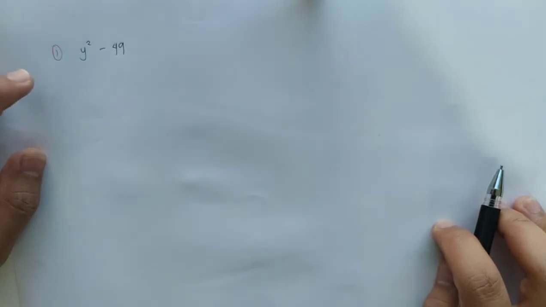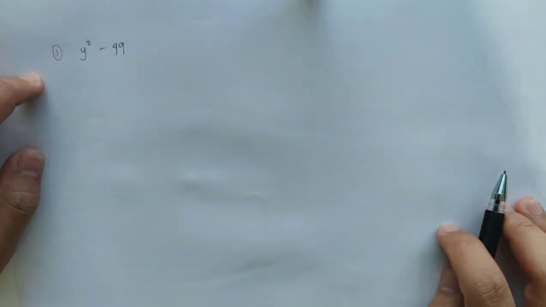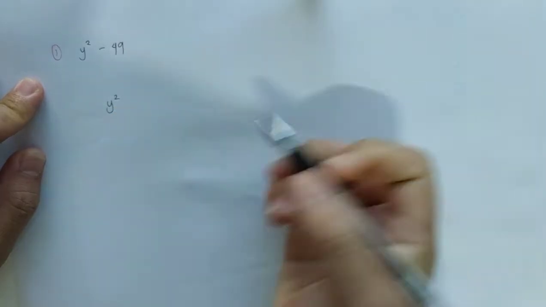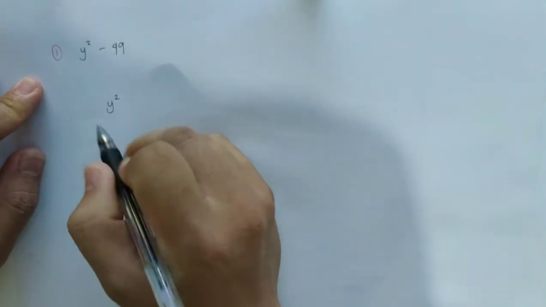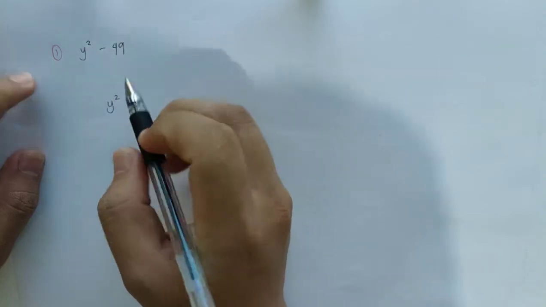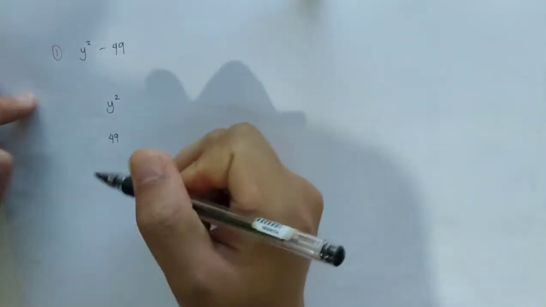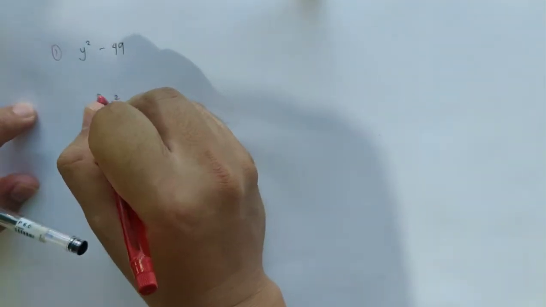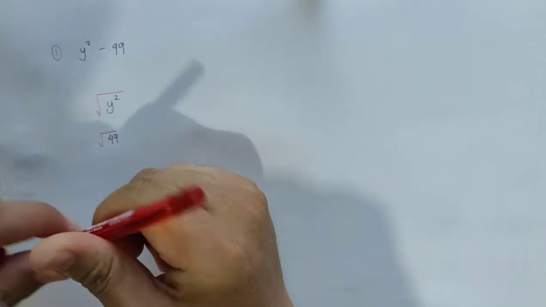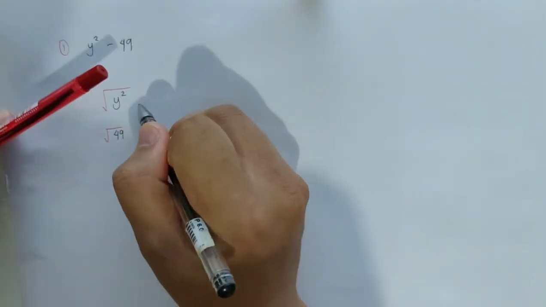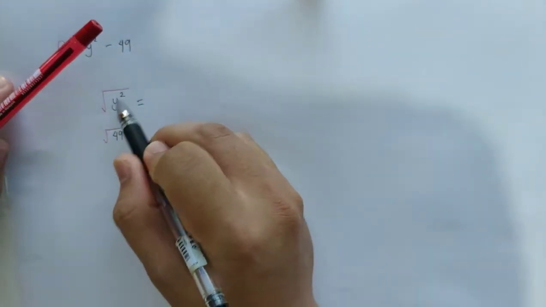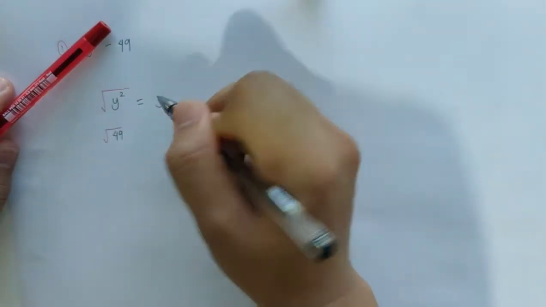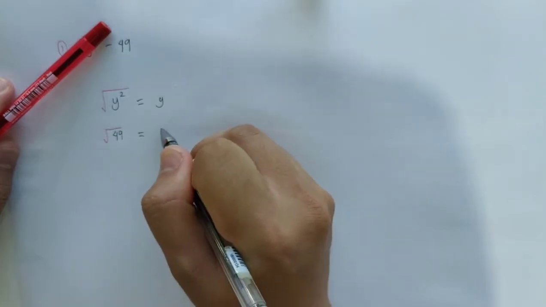Para malaman natin yung factor niya, ang gawin natin, kunin natin yung principal roots ng dalawang term. Kunin natin yung y squared. Kunin natin yung 49. Disregard nyo muna yung negative or yung subtraction sign. Para makuha yung principal root, square root natin parehas. So, square root of y squared, makakancel lang to, yung exponent and yung radical sign. So, ang sagot ay y. Square root of 49 is 7.